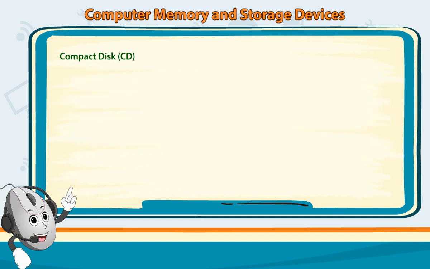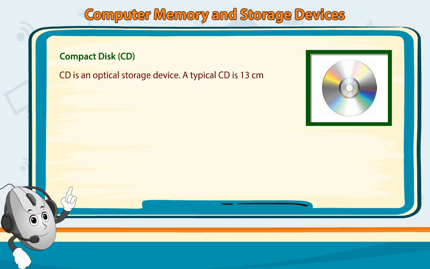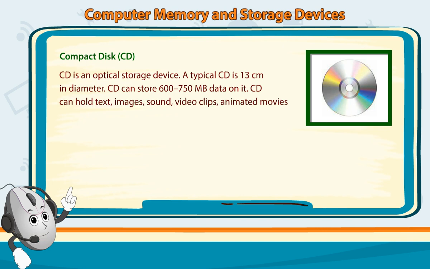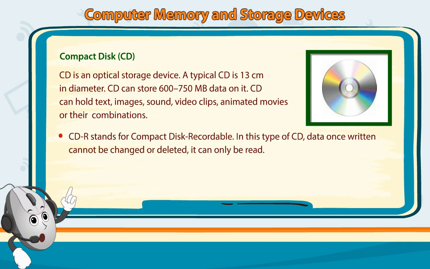Compact disc (CD). CD is an optical storage device. A typical CD is 13 cm in diameter. One CD can store 600 to 750 MB of data. A CD can hold text, images, sound, video clips, animated movies, or their combinations. CD-R stands for Compact Disc Recordable. In this type of CD, data once written cannot be changed or deleted. It can only be read.